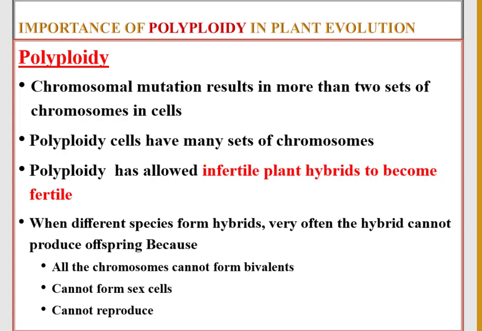Polyploidy has been important in plant evolution because it has allowed otherwise infertile plant hybrids to become fertile again. When different species form hybrids, very often the hybrid plants cannot produce offspring. This is because all the chromosomes cannot form bivalent or homologous pairs in meiosis. In this case, the plants cannot form sex cells and eventually become reproductively infertile.